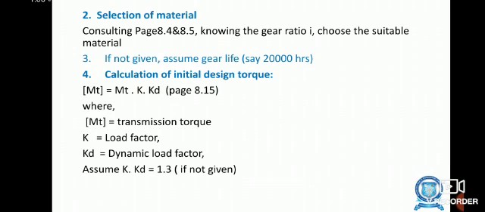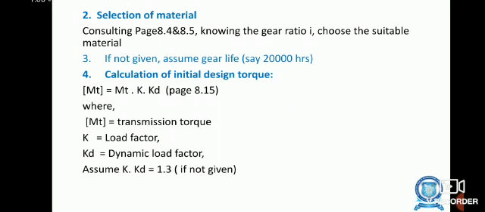Consulting the PSG data book page number 8.4. So the material we can select using the gear ratio also. Step 3, if the gear life is not given, we can assume maybe 2000 hours. Step 4, calculation of initial design torque.